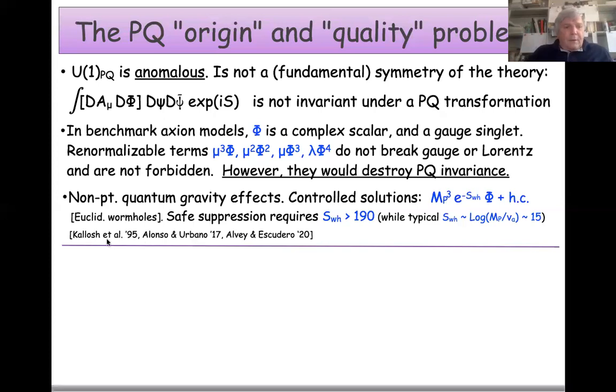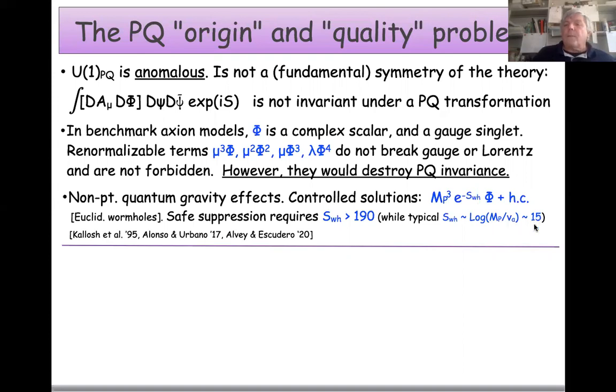And the problem was studied first by Kallosh and collaborators in '95, and more recently by Alonso, Urbano and Alvey, Escudero. There is a consensus that those terms do arise with a scale, which is the Planck scale to the cube. This also is not surprising. We see that in QCD, non-perturbative effects give a potential that is proportional to Lambda_QCD to the fourth power, not inversely proportional. And here it happens something similar. The terms are weighted with the action of the configuration that gives rise to the breaking of the symmetry. Now, this action is found to be of the order of log of M_Planck divided by the Peccei-Quinn breaking scale. So this is not a so large log.